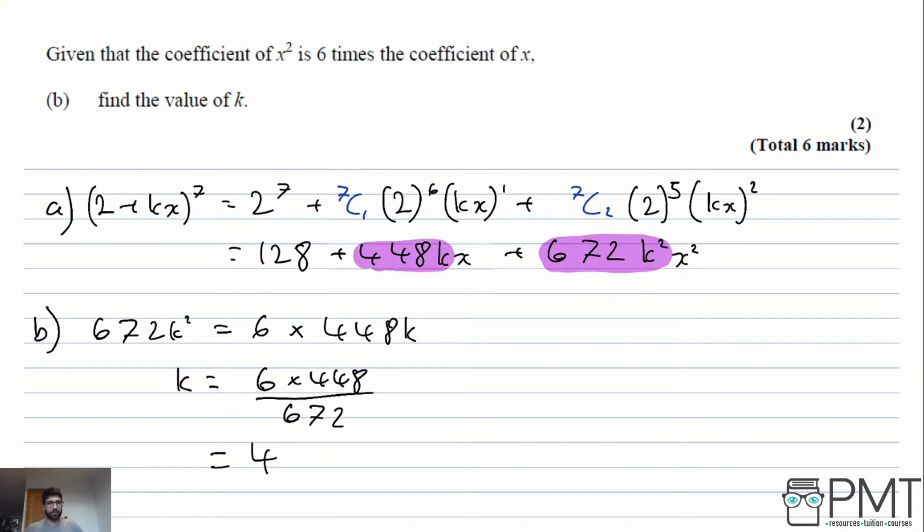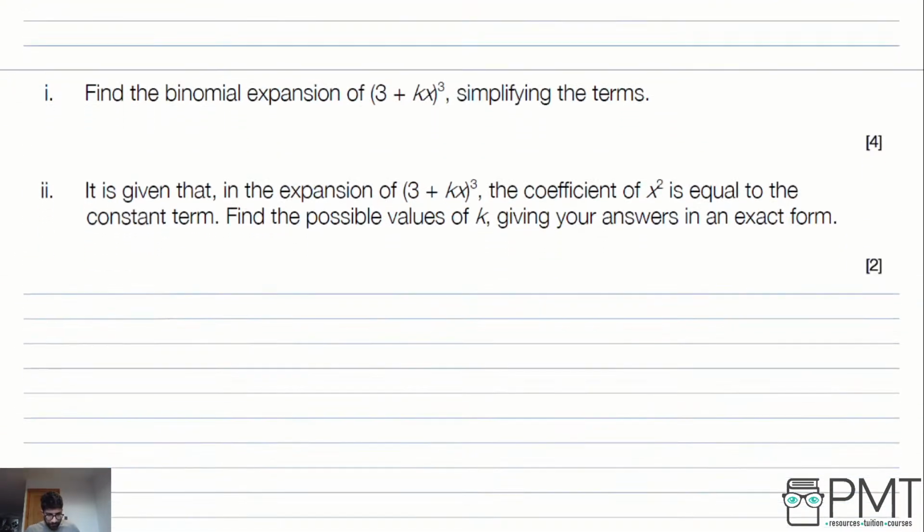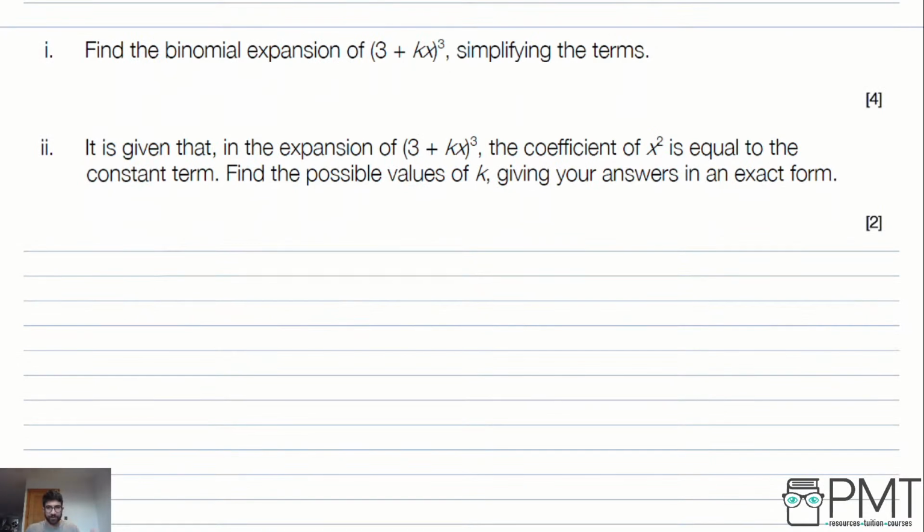Let me know if you have anything you want to ask with this one. So I am going to skip this one. This is very similar to the one that we just did. So you need to expand, and then it still relates two coefficients. Instead of saying one is 6 times the other, it's saying the two coefficients are equal to each other, and then you solve an equation to find k. So if you want to try this, have a go at it, and let me know what the answer is. Or if you get stuck, let me know in the comments. I can get back to you afterwards.